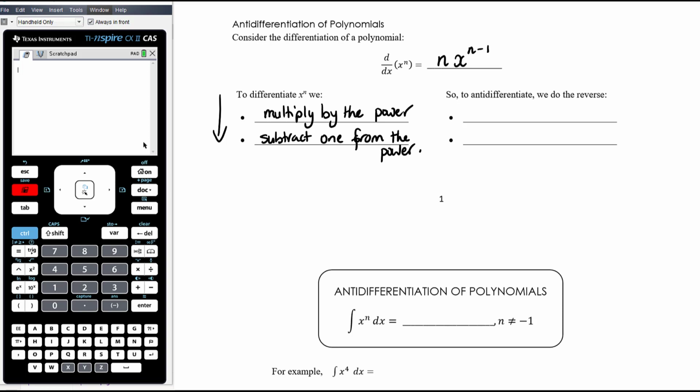Okay, so to antidifferentiate, we want to reverse this process. That is doing the opposite thing, but not just the opposite thing, but also doing the opposite thing in the reverse order to reverse the process. So the first thing we would need to undo is the subtracting 1 from the power, and the opposite of subtracting 1 from the power will be to add 1 to the power. And then after we've added 1 to the power, we're going to do the opposite of multiplying by the power, which is to divide by the power. Because we're doing it after we've added 1 to the power, we'll be dividing by that new power. So we'll be dividing by n plus 1.